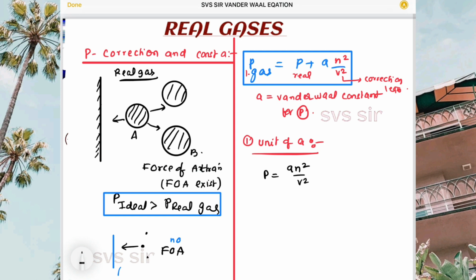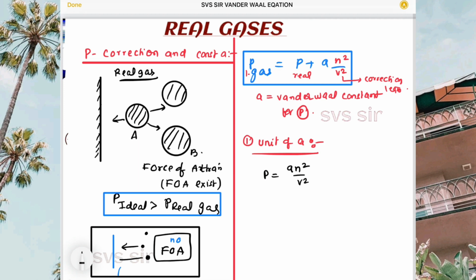And pressure correction, volume correction completed. Second one is pressure correction, and also constant a we are going to discuss. Very, very important, everybody listen here. First I am taking ideal gas. In the case of ideal gas, gas molecules are taken as point masses, very, very small molecules, and there is no force of attraction. Therefore, they are going to collide on the walls of the container. The pressure exerted by the gas is due to the collisions of gas molecules on walls of the container.